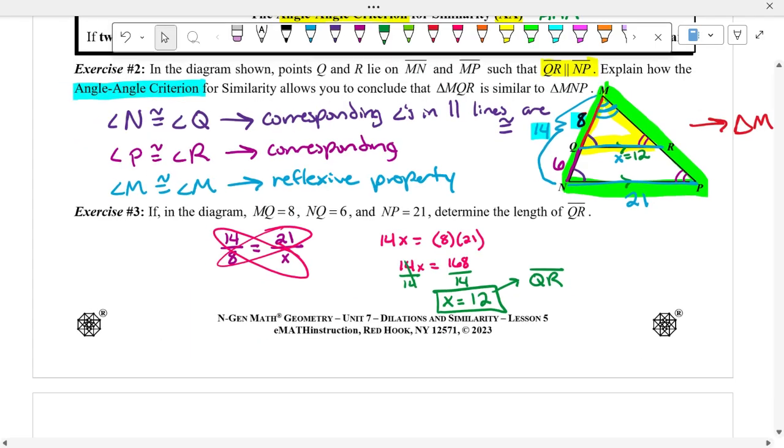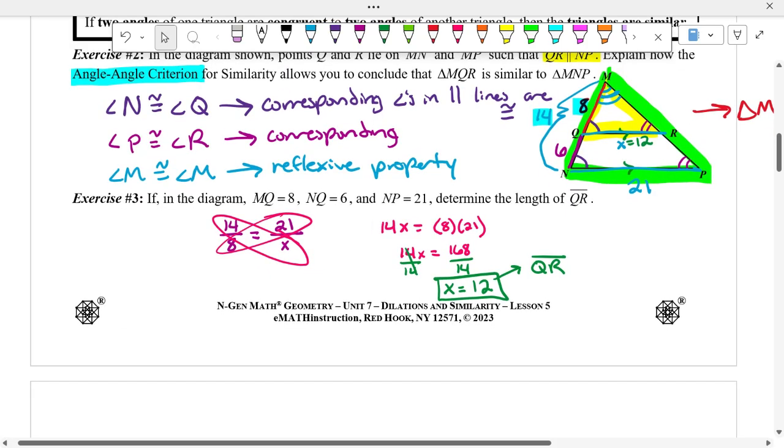All right, so that's how you solve for missing sides. You set up the two proportions, cross multiply, and then solve that linear equation, which typically you just end up having to divide by something.